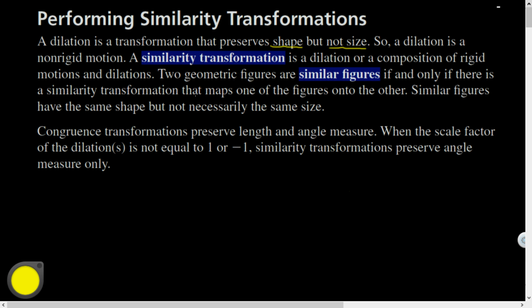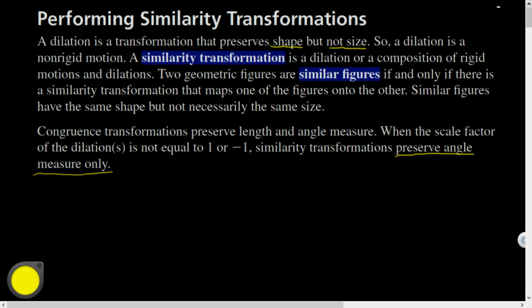Wow. Congruence transformations preserve length and angle measures, while the scale factor of a dilation is not equal to 1 or -1. Similarity transformations preserve angle measure only, and our side length has then been multiplied by our scale factor. Yes, very good. So let's do an example here.